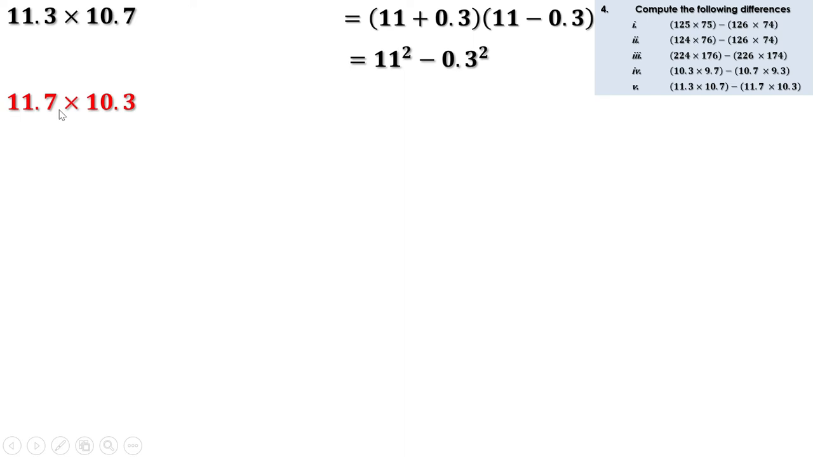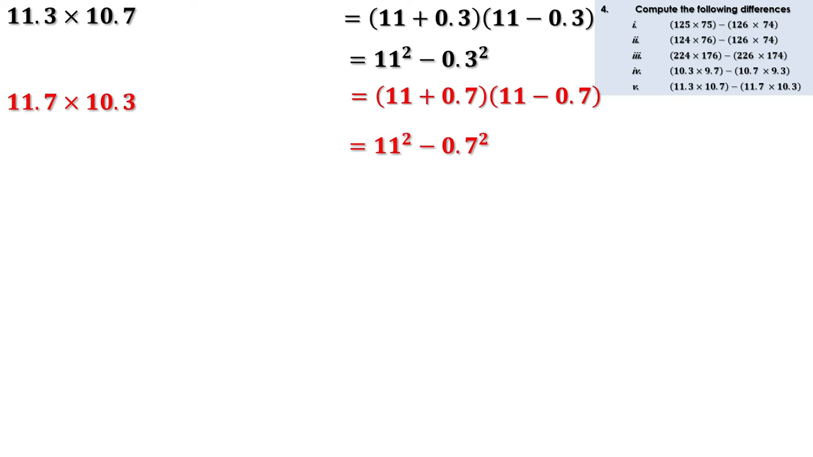Now let us find 11.7 into 10.3. This is 0.7 more than 11, and this is 0.7 less than 11. So this can be written as 11 plus 0.7 into 11 minus 0.7, and that's equal to 11 square minus 0.7 square.